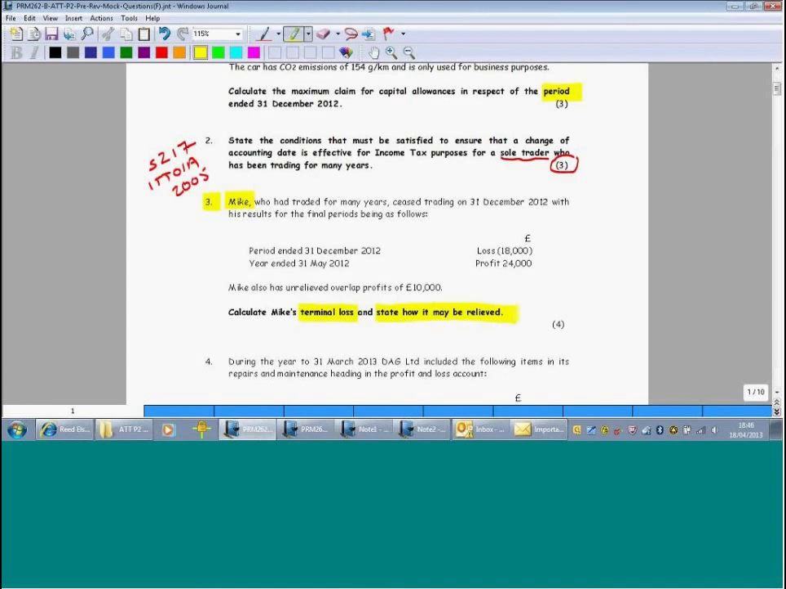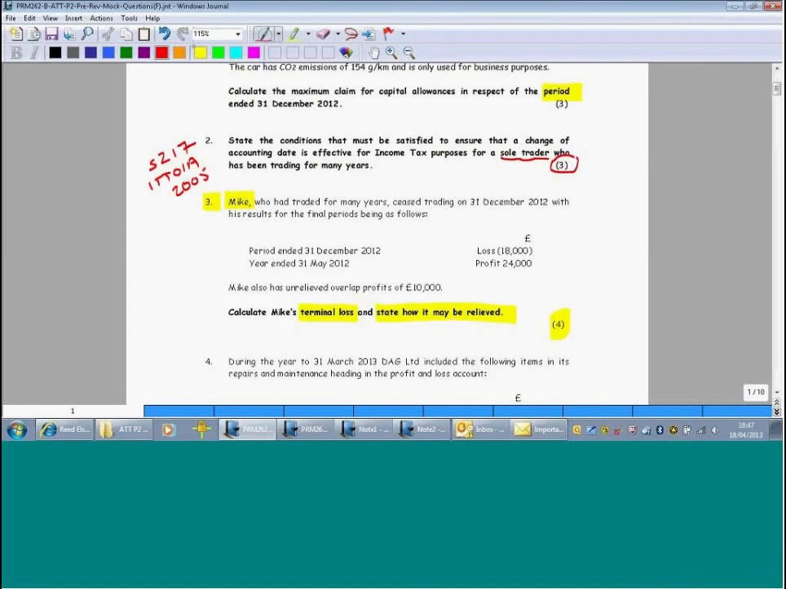So the first thing that I would write in an exam answer, bearing in mind it's worth 4 marks, I would state how it may be relieved before I do the calculation. And that's nice and straightforward. It may be relieved against trading profits or trading income of the 3 previous tax years on a last in, first out basis. Okay, so what I want to spend the time with is calculating the terminal loss for Mike.